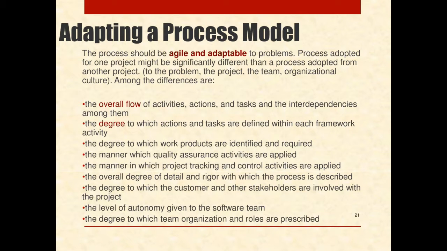Adopting a process model. The process should be agile and adaptable to problems. The process adopted for one project might be significantly different than a process adopted for another project. Among the differences are the overall flow of activities, actions, and tasks, and the interdependencies among them. The degree to which actions and tasks are defined within each framework activity.